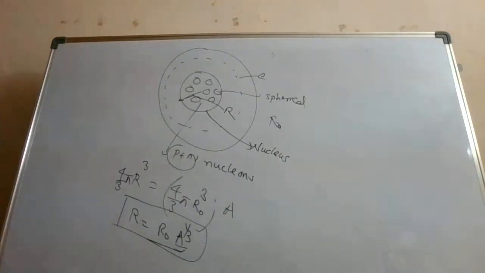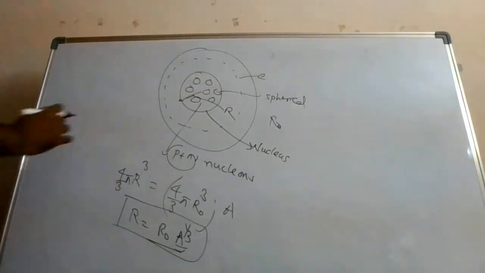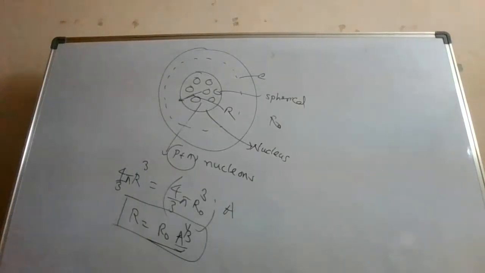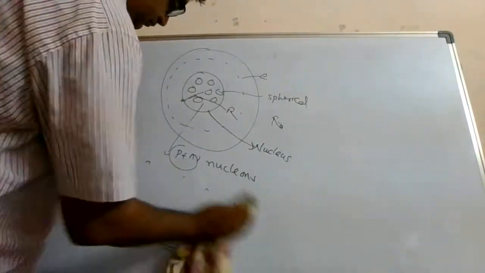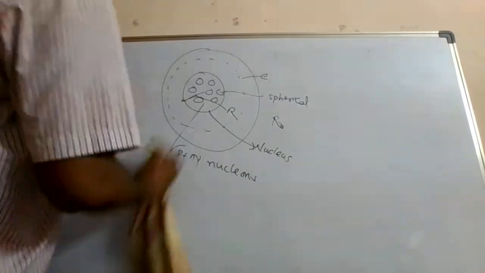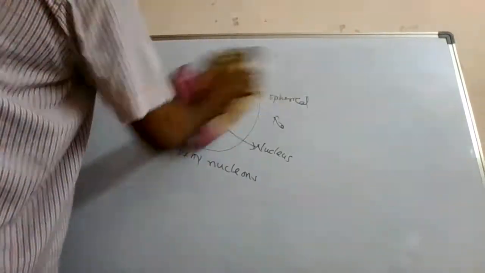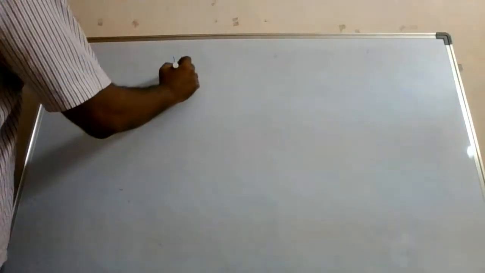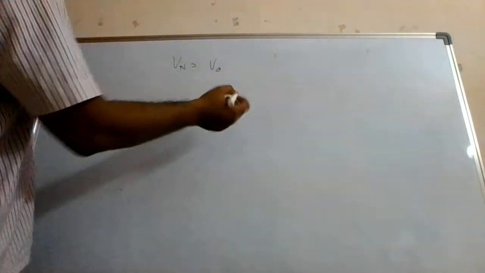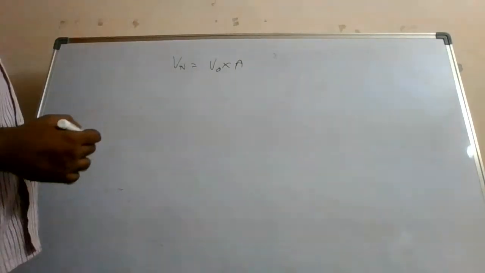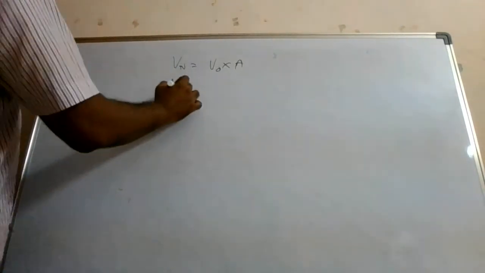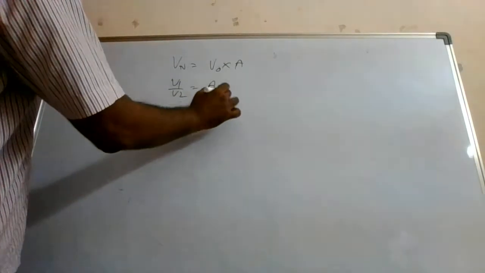Okay, so we can see this also as, just write down, the volume of the nucleus is equal to the volume of the nucleons multiplied by A. Suppose you are comparing two atoms, then V1 by V2 will be equal to A1 by A2.